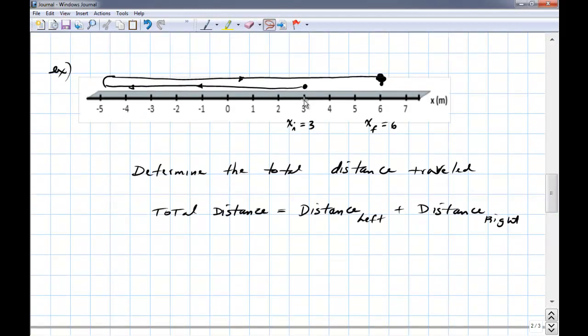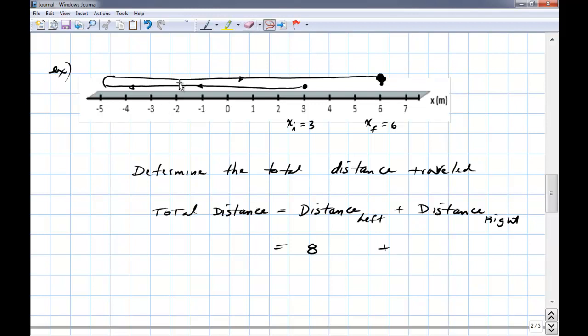Now let's take a look. We started at a position of 3. We ended at a position of -5. You can see that the total distance that we traveled would be 8 meters. And if you don't see that, you can just count the distance. In other words, we started here. Here's 1, 2, 3, 4, 5, 6, 7, 8 meters that we traveled to the left.